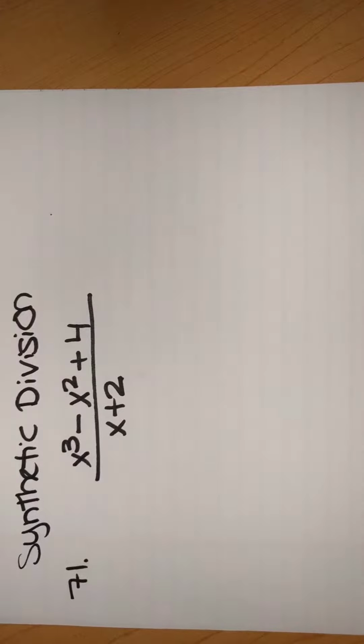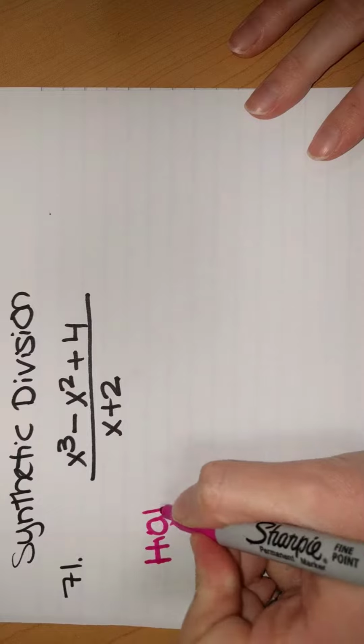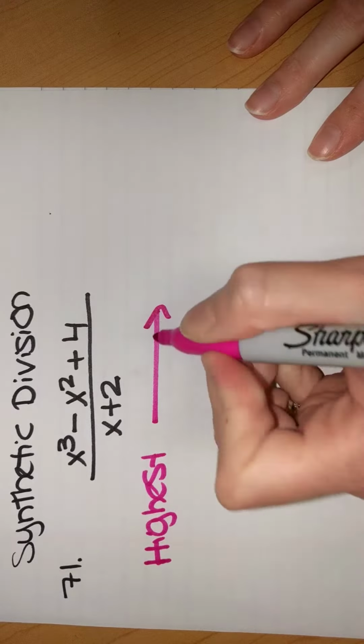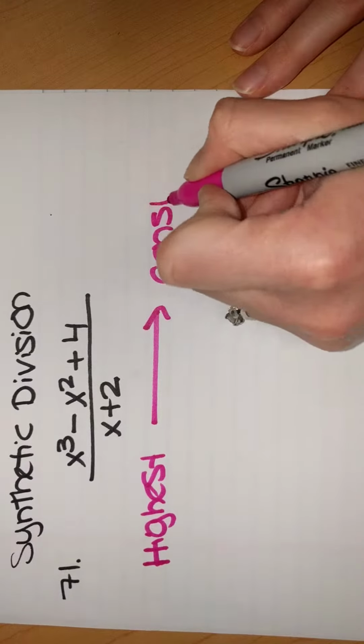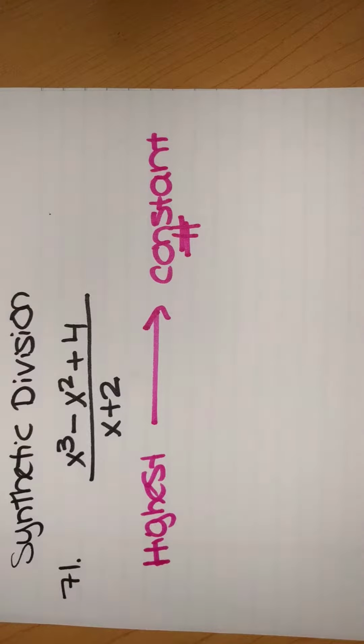All right, so for synthetic division, the very first thing that we always have to make sure is our powers go from highest all the way down to our constant standalone number. And anytime we have a missing power from highest to lowest to the constant, we have to put a placeholder 0.